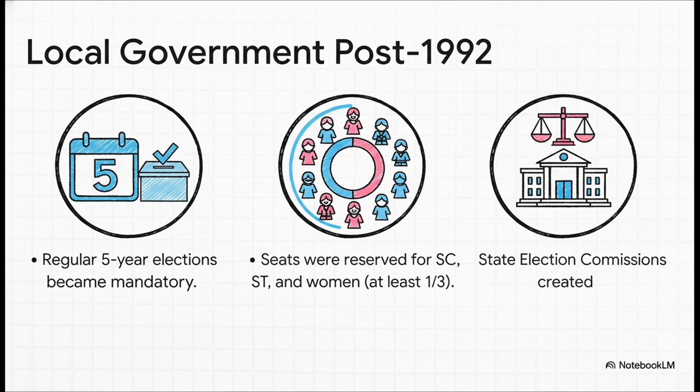Second, a reservation system was put in place to make sure that marginalized groups and women had a seat at the table. And third, the State Election Commission was born, an independent body to make sure these local elections were free and fair. This was a massive step in making democracy real for millions of people.